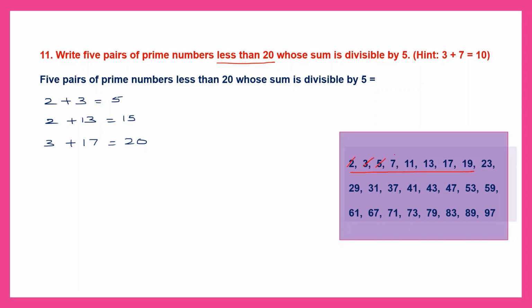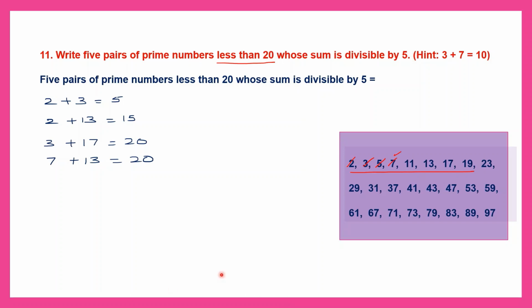Let's go to 7. 7 and 11 is 18. No. 7 and 13 is 20. Correct. 7 and 13, we can use that. So let's write that. 7 plus 13 is 20. So we've got a pair here, 7 and 13, which adds up to give us 20, and 20 is in the tables of 5. Now let's go to 7 and 17. You get 24? No. 7 and 19. You get 26? No. So we finish with 7 also.